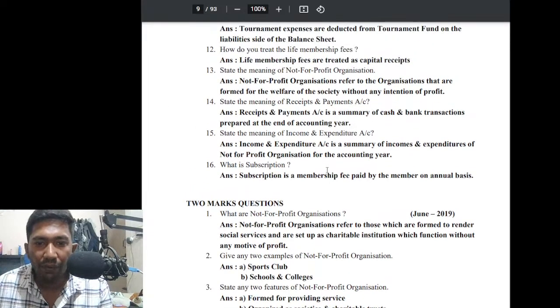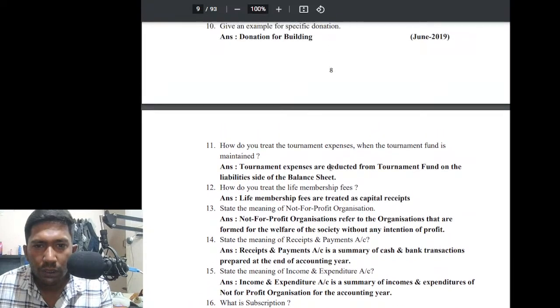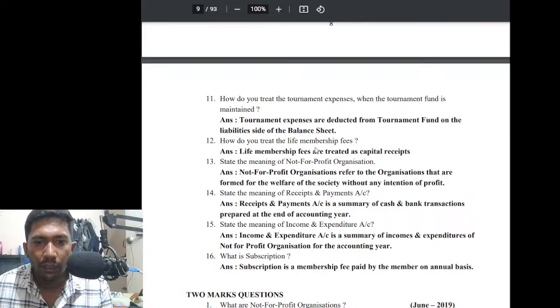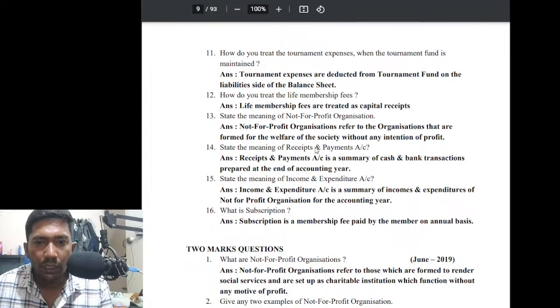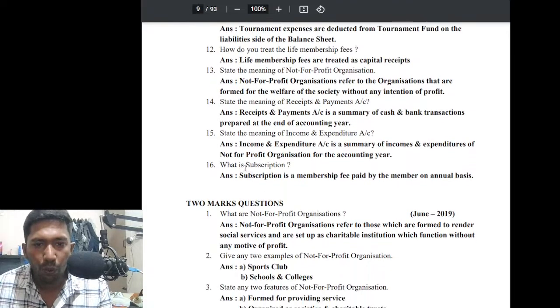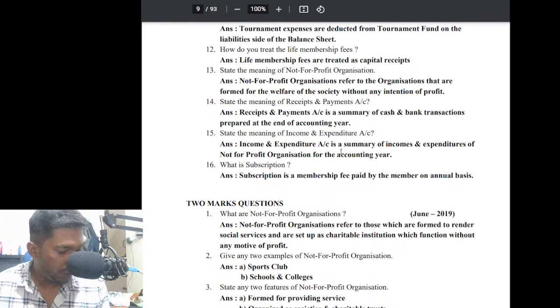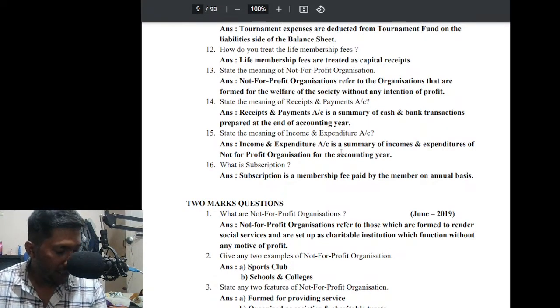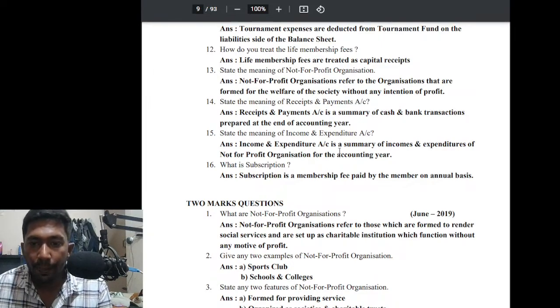So next they have given, I told you, which one is a very important question. Example of specific donation. The next we have is, what is subscription? So subscription is a membership fee paid by the members on an annual basis.